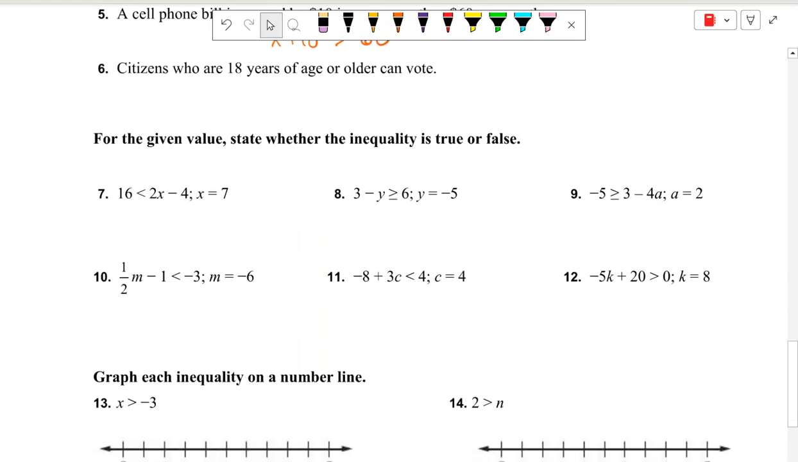We jump down into the odds down here. It says for the given values, state whether the inequality is true or false. Now I gave you some good examples in the notes on how to do this. Just being careful that you're using the substitution property and you're subbing in X as 7 in here. Make sure you use your parentheses. Put a 7 there, and that's 14 minus 4, and that is 10. Is 16 less than 10? It's not, so this is a false statement.